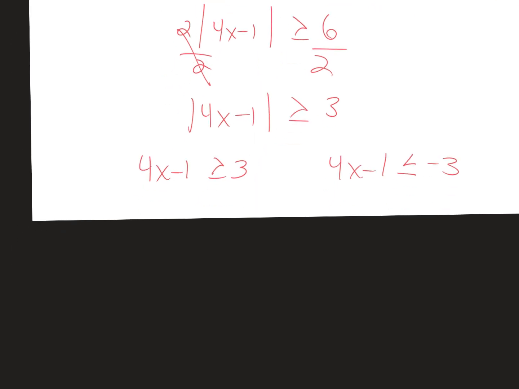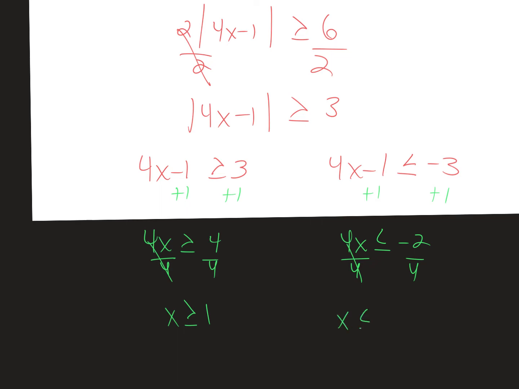And now we just solve. I'm going to add 1 to both sides. So I have 4x greater than or equal to 4. Divide by 4 to get x is greater than or equal to 1. On the right-hand side, again, we're going to add 1. So 4x is less than or equal to -2. Divide by 4, and x is less than or equal to -1/2.